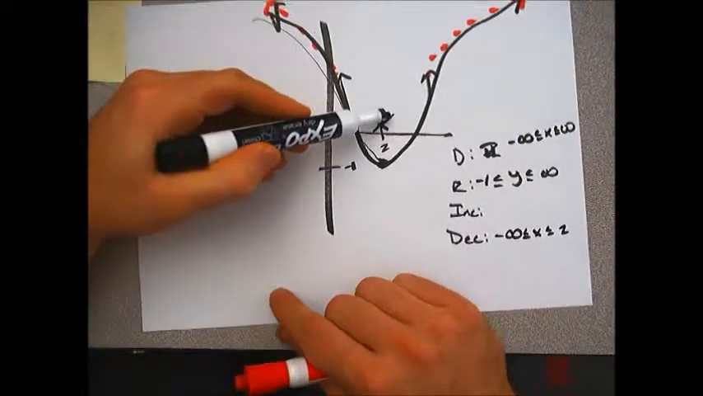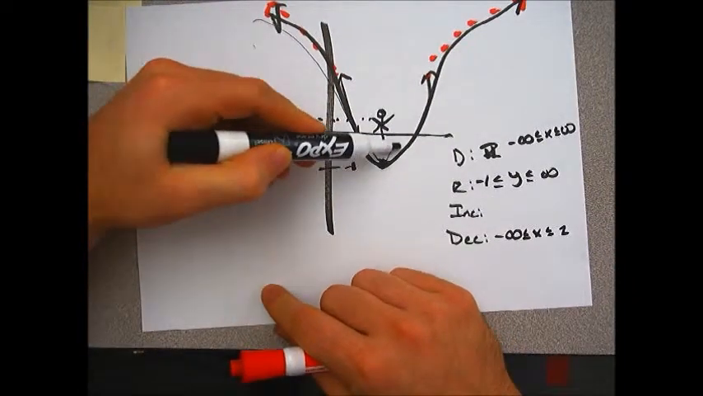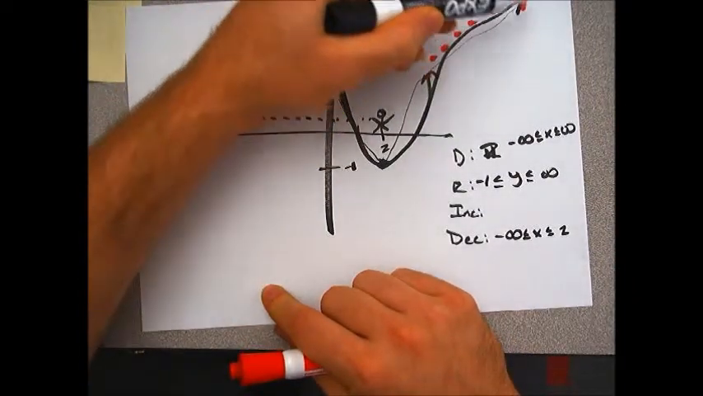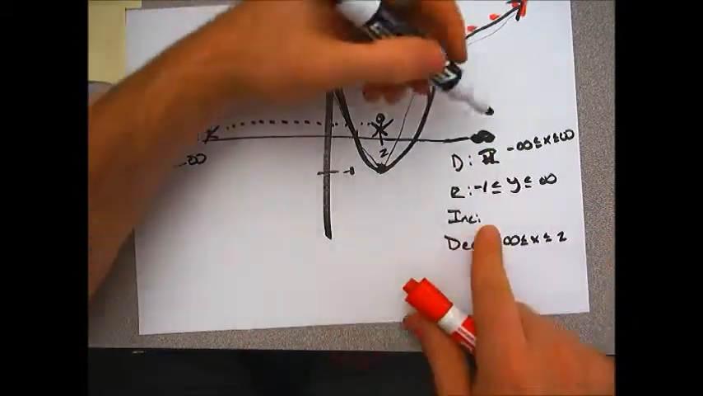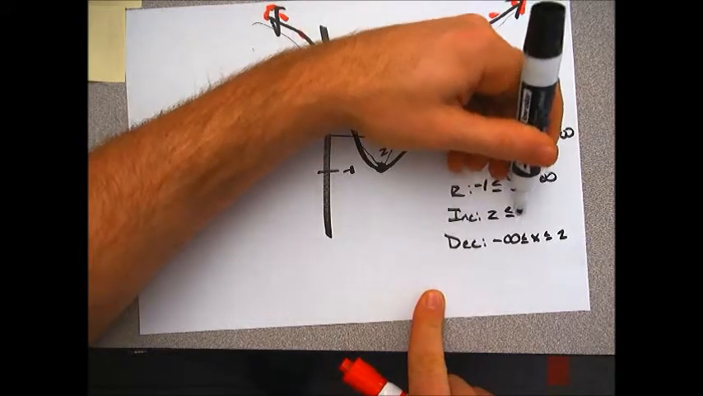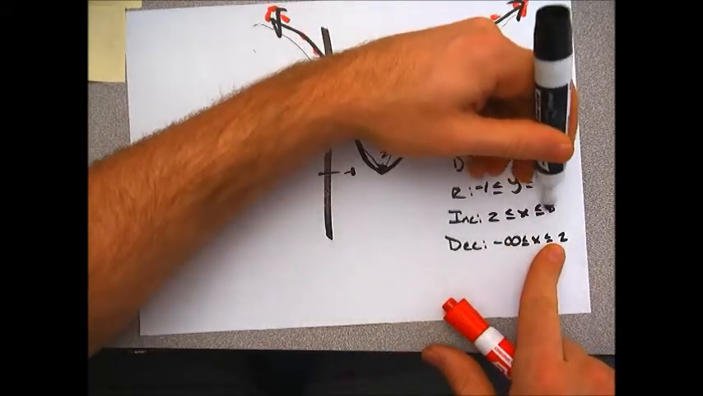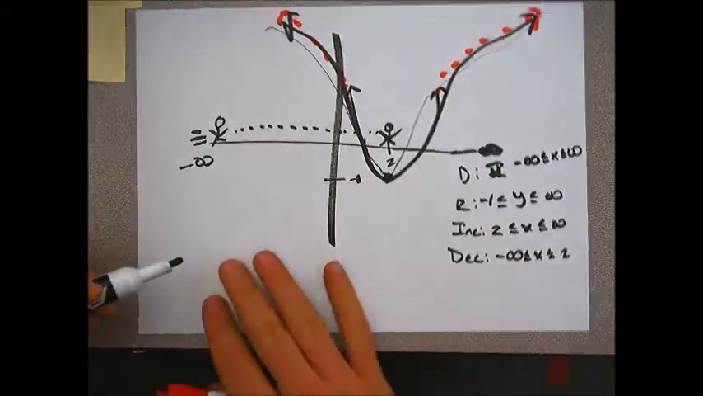And then when he's here at 2, this graph turns around and the function starts to increase now all the way up until he's run to what we would call infinity. So the increase would go from 2, x being bigger than that, to positive infinity.